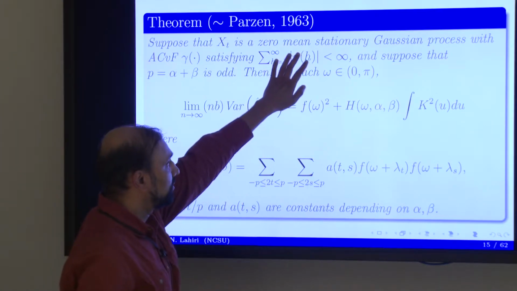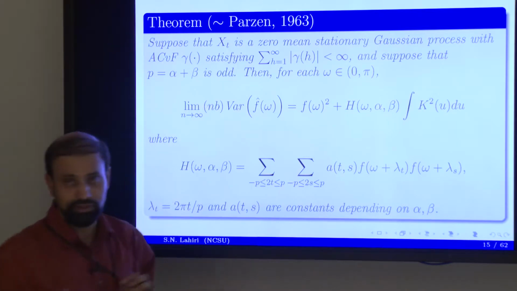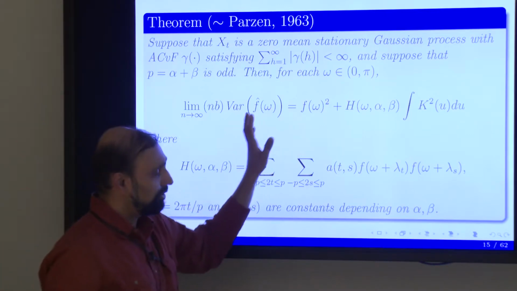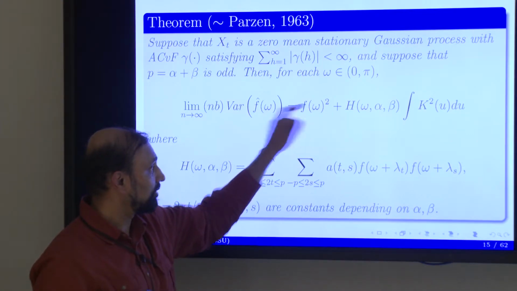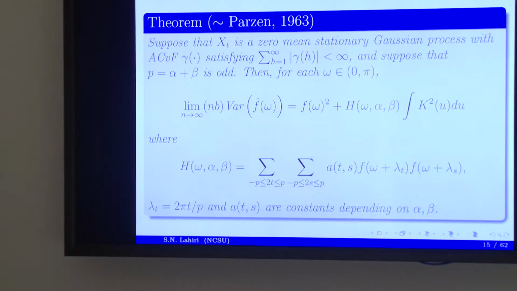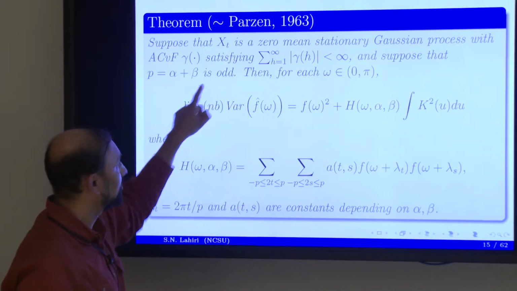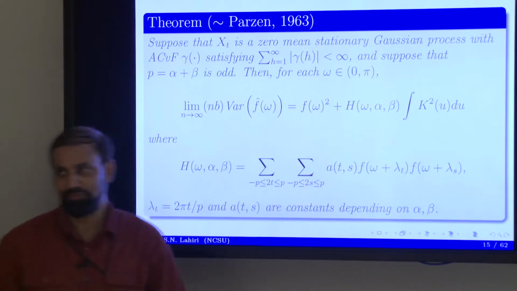Again, we are looking at the short range dependent case. The variance will decay at the right rate. It is n times the bandwidth. It goes to the right quantity, similar to what happens when you don't have any missing observations. It's f of omega squared. But then there is a second factor, and that factor depends on alpha and beta. I'm just looking at the case when p is odd. There is a formula for the case when p is even. It's a little more complicated. But this already looks complicated to me in any case.